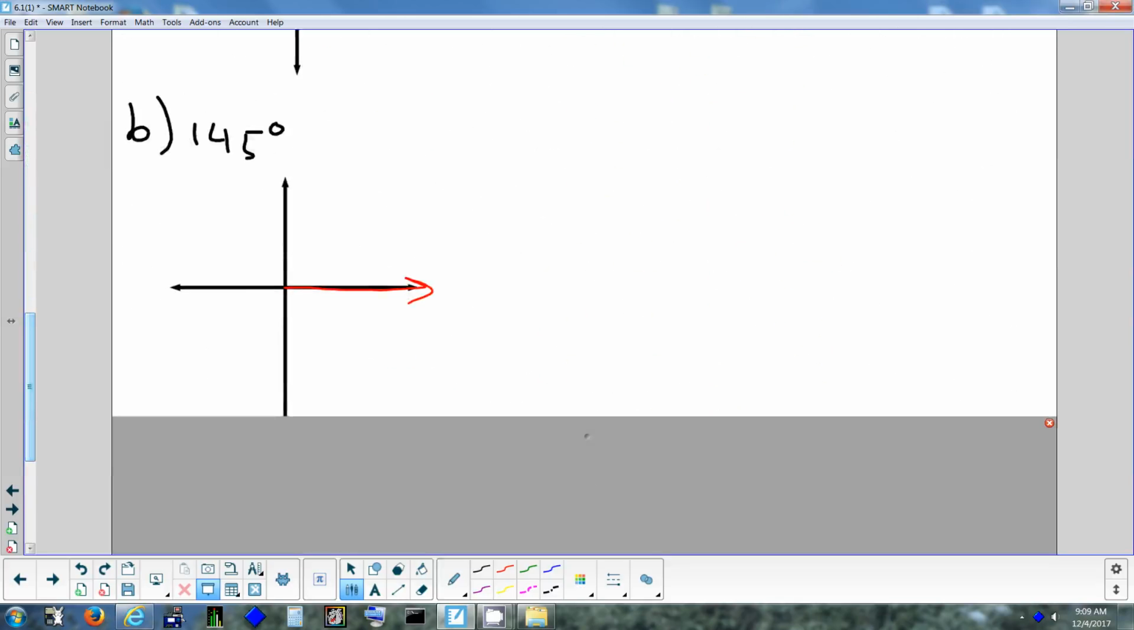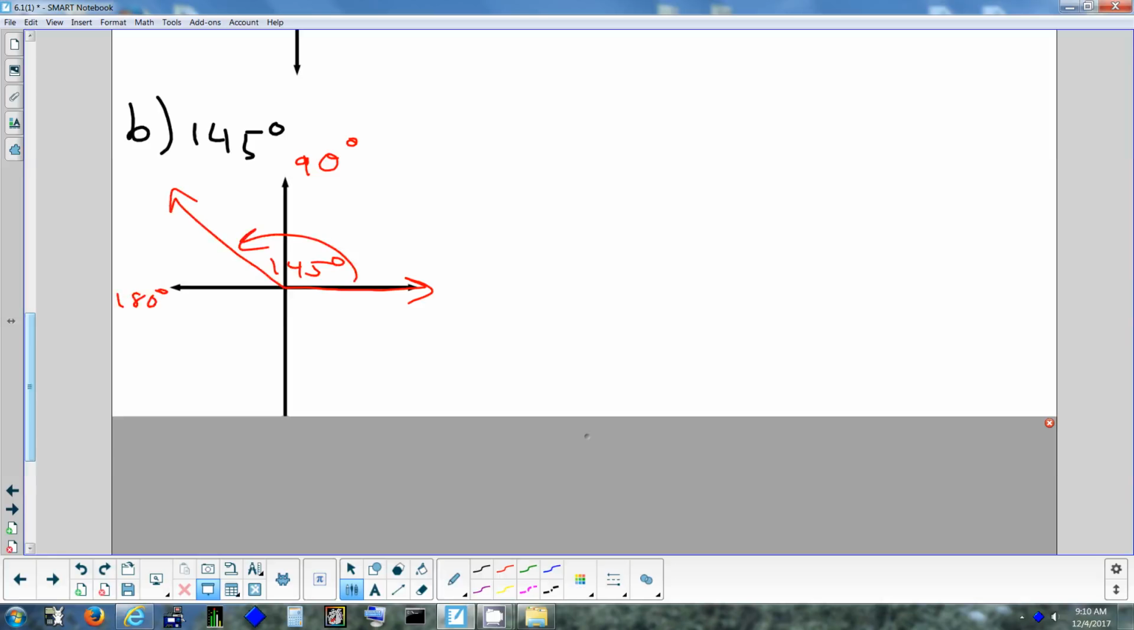Well, let's start with the quadrant. Gracie, what quadrant would that be in? Upper left. Upper left, yes, quadrant 2. Now, after a while, we're just going to get much better at knowing these numbers, but 135 is the average of 90 and 180. Okay? 135 is exactly between the two. So 145 is a little more than halfway. So there's our angle.